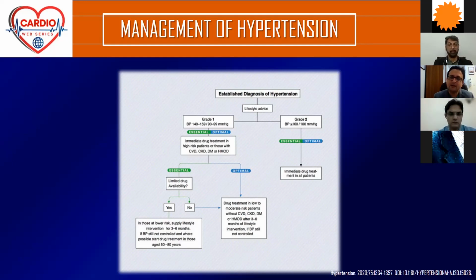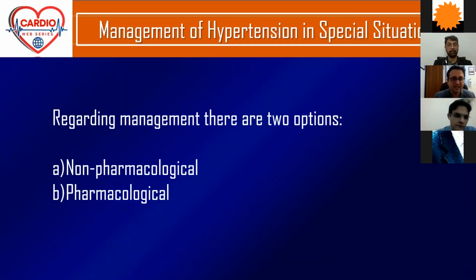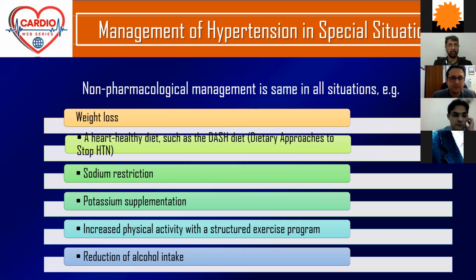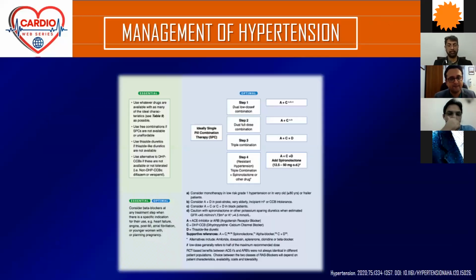If their blood pressure on presentation is more than 160 by 100, again checked correctly, then we should start them on medical therapy straight away. There are two management options, obviously non-pharmacological and pharmacological. In terms of non-pharmacological options, we have weight loss, DASH diet, sodium restriction, potassium supplementation, increased physical activity, and then reduction of alcohol or stimulant intake.